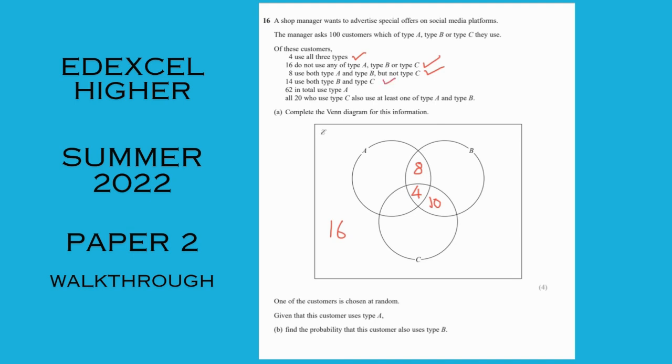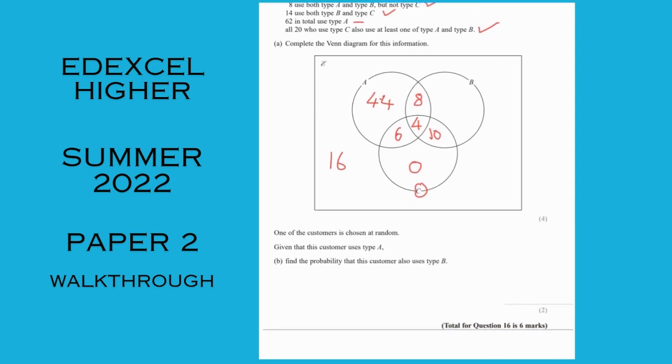62 in total use type A. That's our problem. We'll come back to that. All 20 who use type C also use one of the others. So none of them use just C. And these 3 crossovers here must add up to 20. So that's got to be a 6. We can now head into this 62 line here. The total of circle A needs to be 62. 62 minus those 3, we're getting 44.